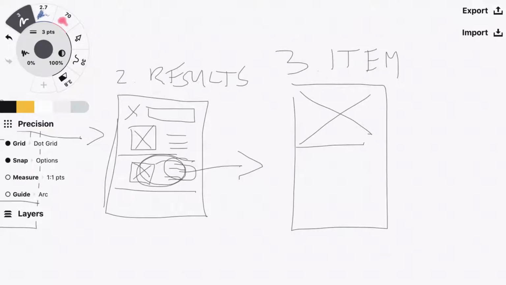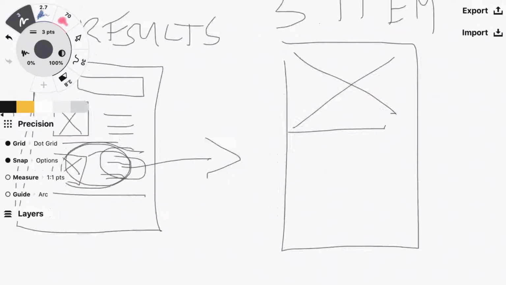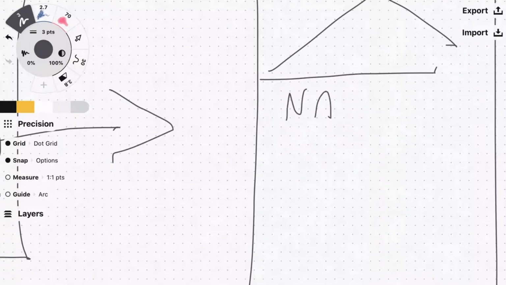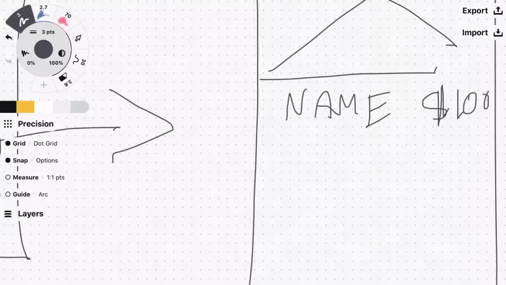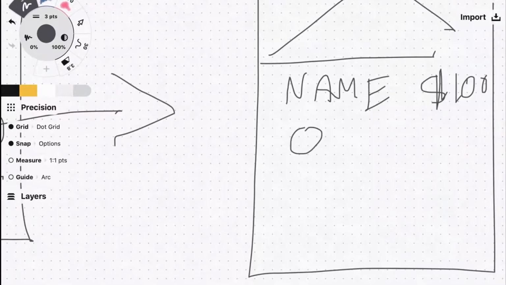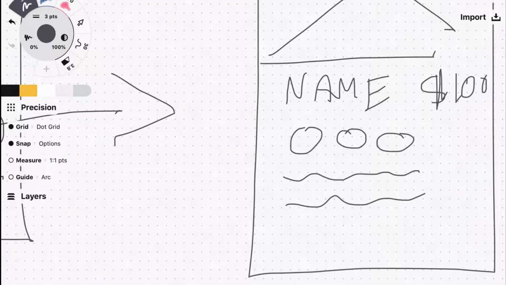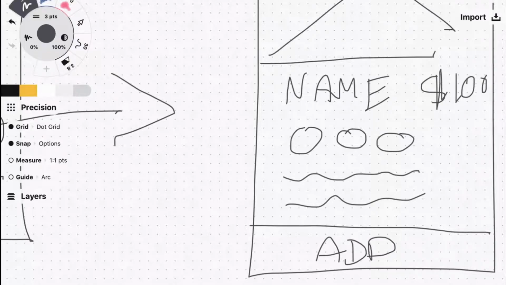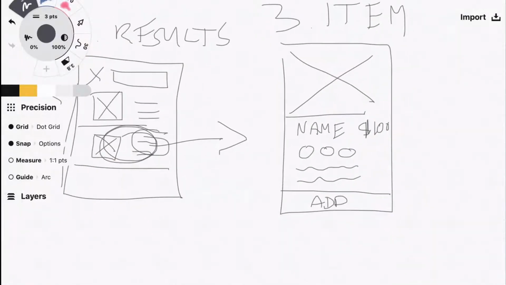The item description, I'm starting to really think about some of the content that's going there. It could be a name. Let's get in there and start writing a little bit of content. Price could be over here. There could be options to change color. I'm not sure exactly, but there's some text. And then maybe there's a button sticky to the bottom that says add to cart.